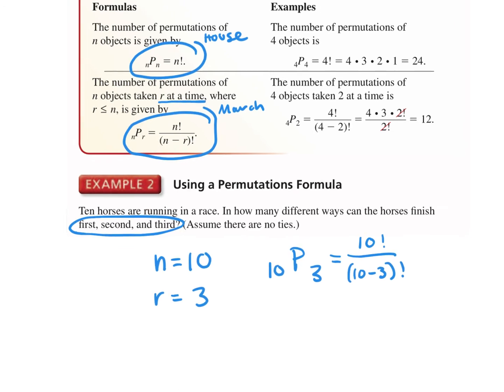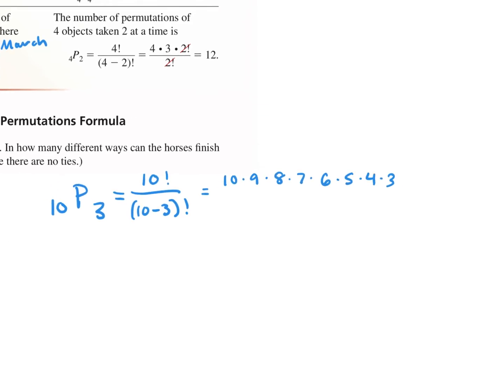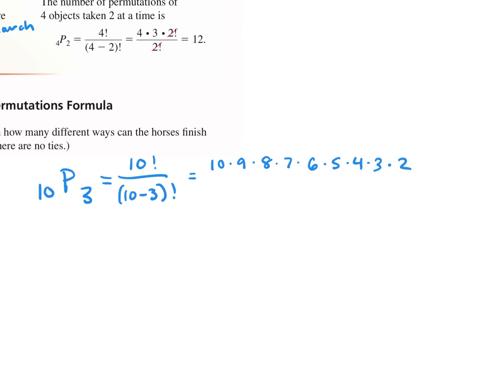Now that factorial, I know we haven't done it this year, but you've probably seen it before maybe. For factorial, that exclamation point, it's not just like a loud 10. It's 10 times 9 times 8 times 7 times 6 times 5 times 4 times 3 times 2 times 1. So it's whatever that number is and everything after that.